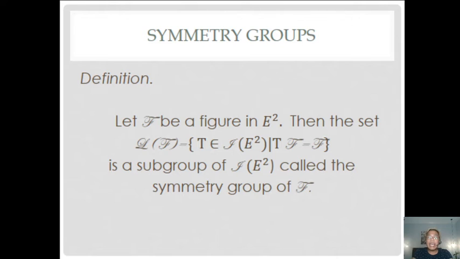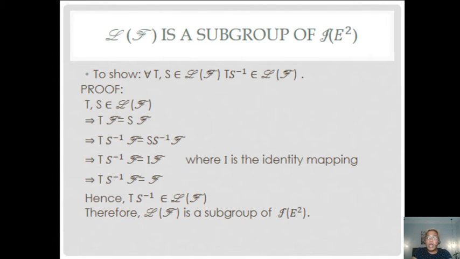Definition. Let F be a figure in the Euclidean plane, then the set L of F equals the set containing T, which is an element of I of the Euclidean plane, such that the T of F is equal to F, is a subgroup of I of the Euclidean plane called the symmetry group of F. So here is the proof. To show, we have for all T and S an element of LF, TS inverse is an element of LF.